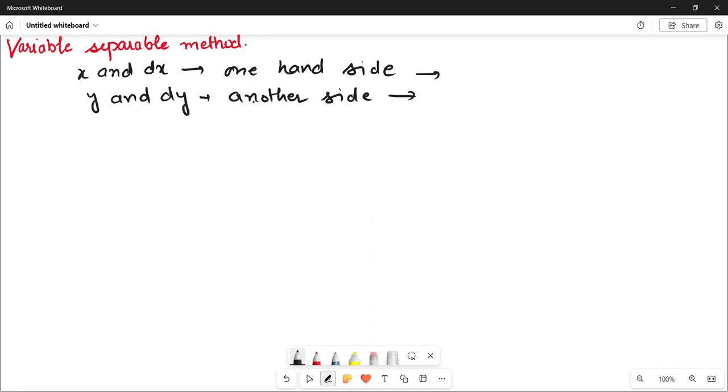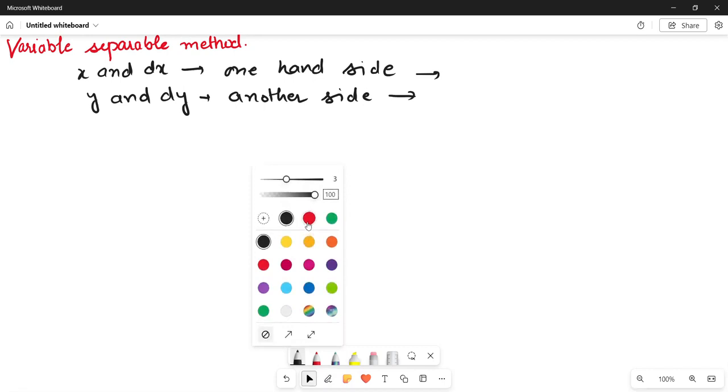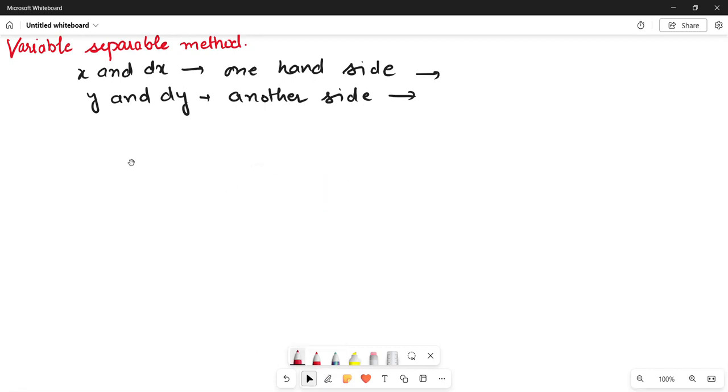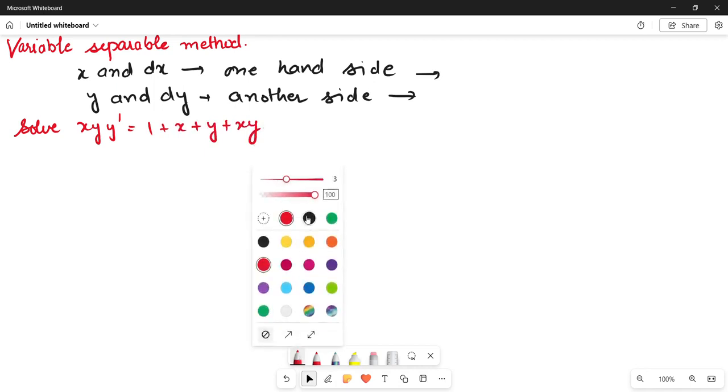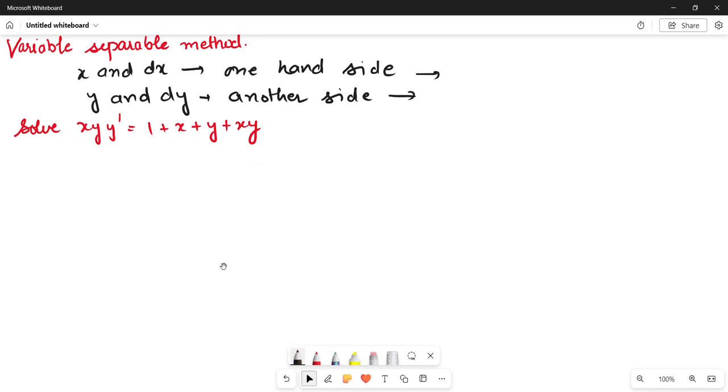How can we solve? Let's start with an equation. Suppose the question is: you have to solve x y dash equals 1 plus x plus y plus xy. This question is given. Let us try to solve it by using the variable separable method.